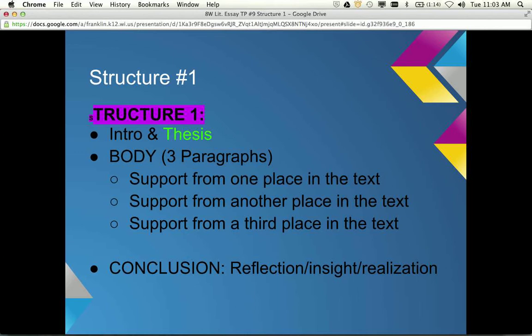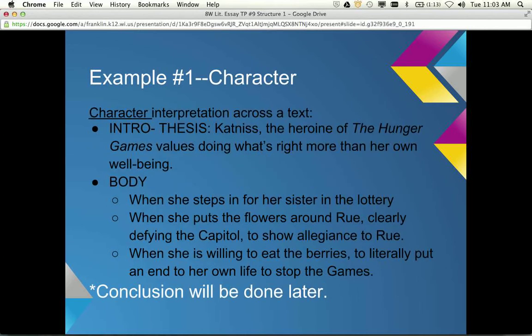So here's one possible structure. First, I would have my intro and then my thesis statement. Then I would have a body, which would make up 3 paragraphs, support from one place in the text, another in a second place, and a third place. And then I would have my conclusion paragraph, which would talk about reflection, insight, and realization. So first, here's an example about character. If I took a character, I would think about character interpretation across the text.